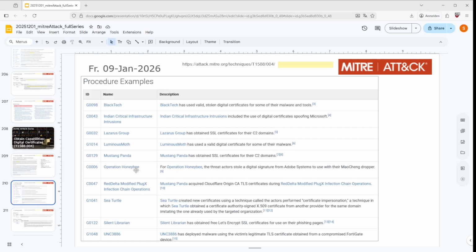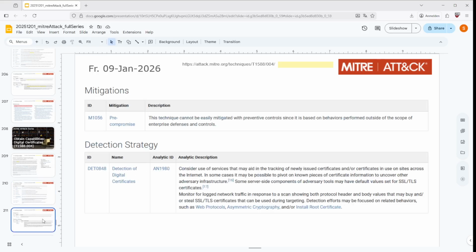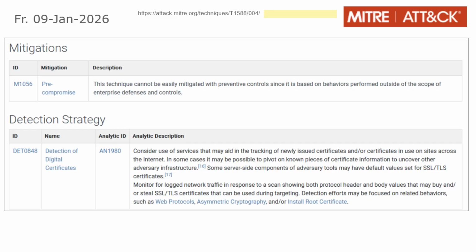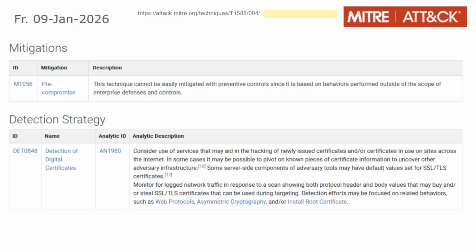Here Operation Honeybee and figure that out, but not for now. That's for another time. That's for another video. So now let's take a look at the mitigation. As can be expected from the other sub-techniques, it cannot easily be mitigated. Detection strategy that might be interesting.